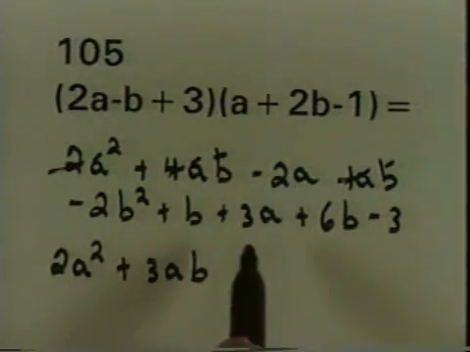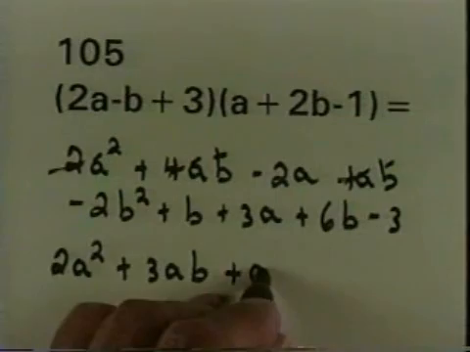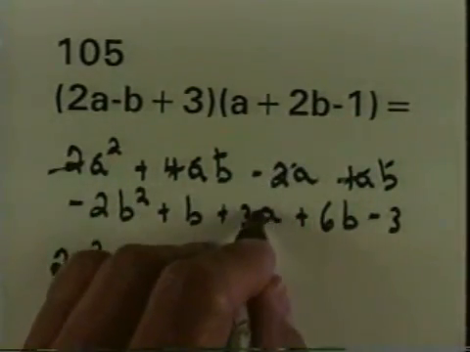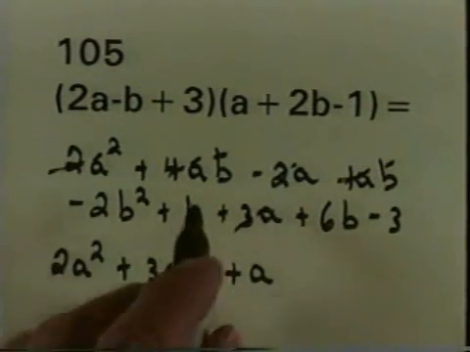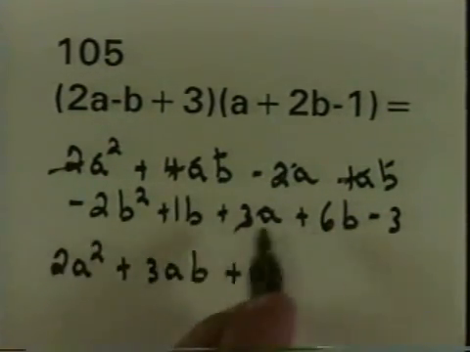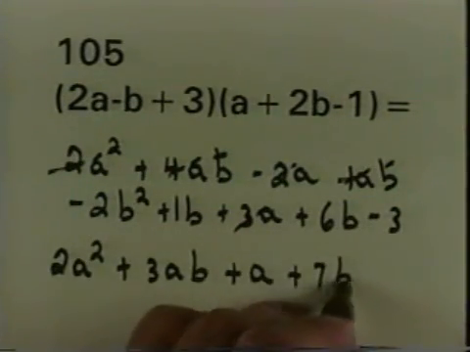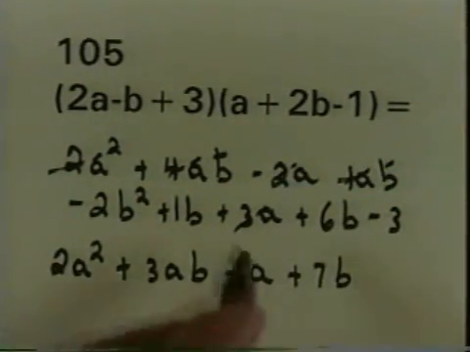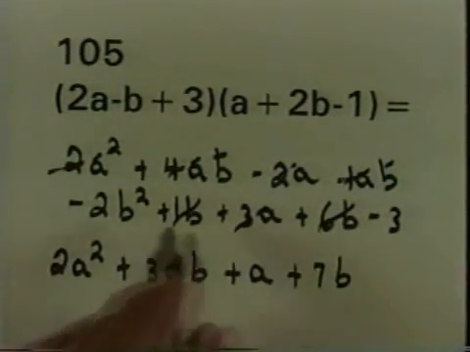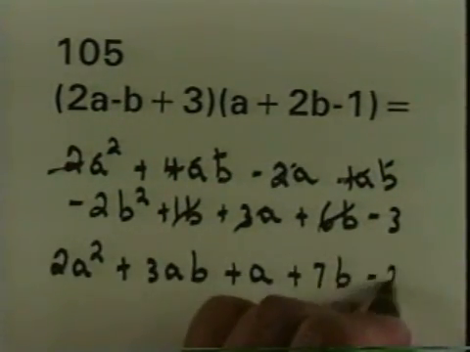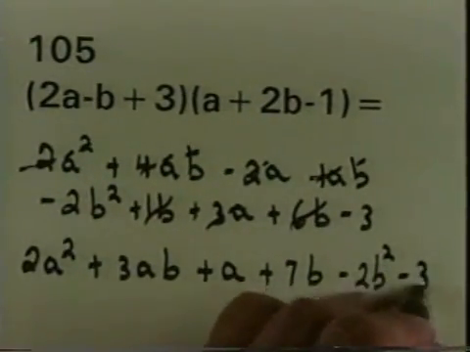I have a negative 2a plus 3a, which gives me a. I have a b, which is understood to be 1b, plus 6b, which gives 7b. I have a negative 2b squared minus 3.